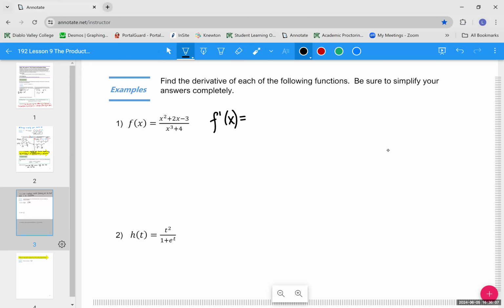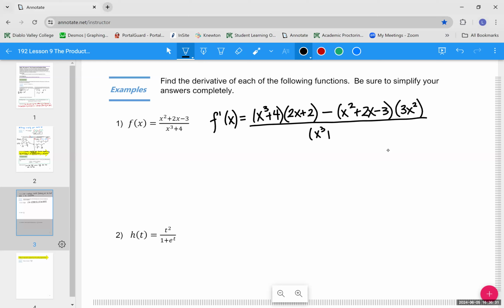All right, so we're going to start with low D high. Low, D high, minus high, D low. So you can already see the algebra that I'm going to have to be simplifying, over low low, in order to get this derivative in simplified form.